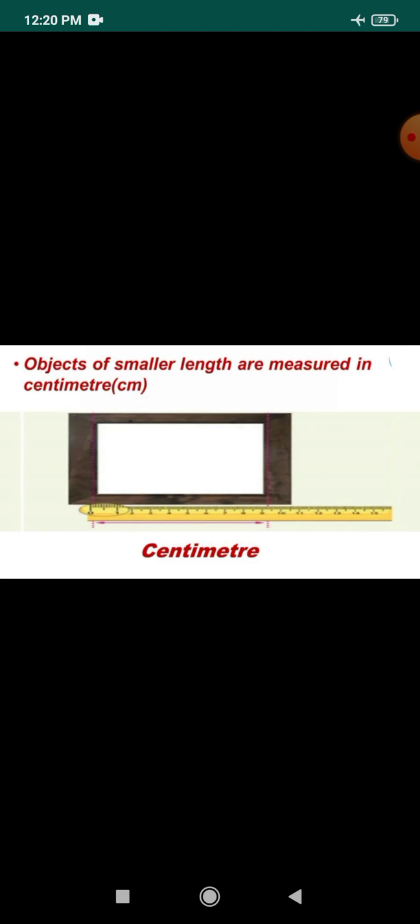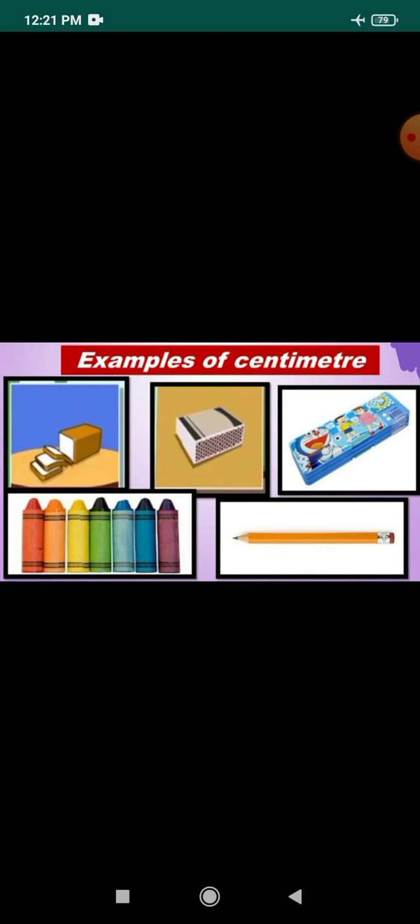For example, we measure a photo frame in the centimeter scale. A photo frame is small, at most a little bigger. So we can use the centimeter to measure the photo frame. Some examples of centimeter you can see in the slide: bread slice, matchbox, pencil box, crayons, pencil. We measure these objects in the centimeter scale.